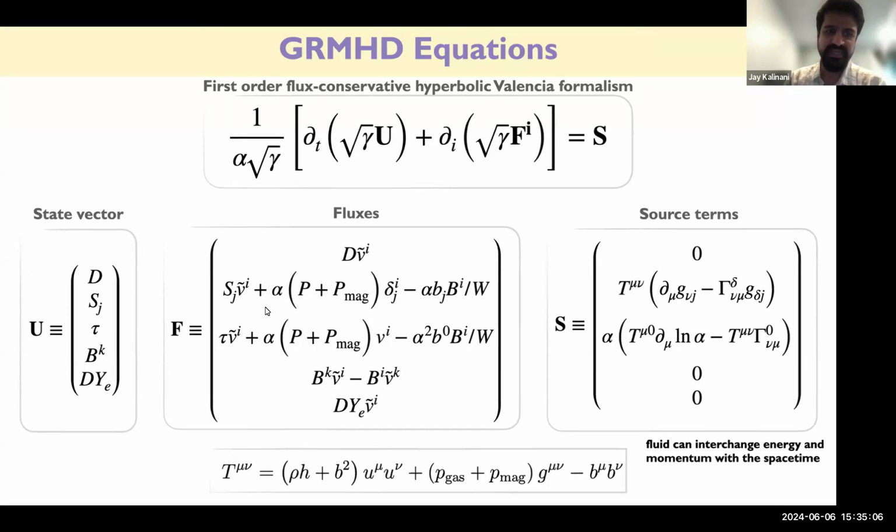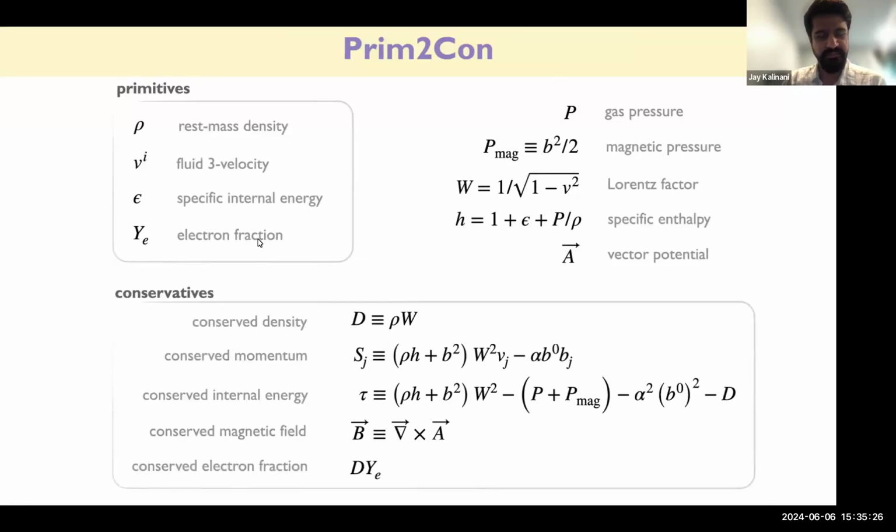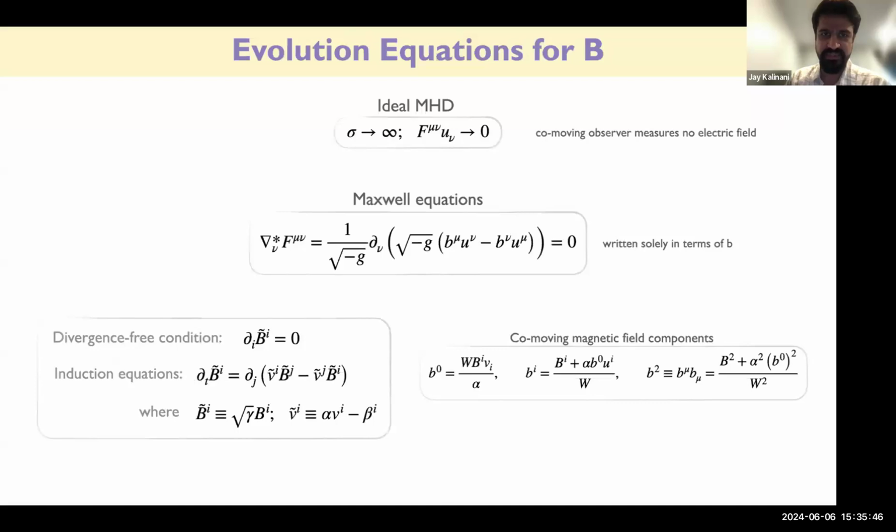And these are essentially conservative equations, like I mentioned earlier. So typically, the primitive variables that you have in the code are defined such as rest mass density, fluid three-velocity, specific internal energy, also electron fraction. And using these primitives, through analytical expressions shown here, you can define the conserved variables such as the conserved density, momentum, conserved internal energy, tau, magnetic field, as well as electron fraction. So these we typically call conserved variables.